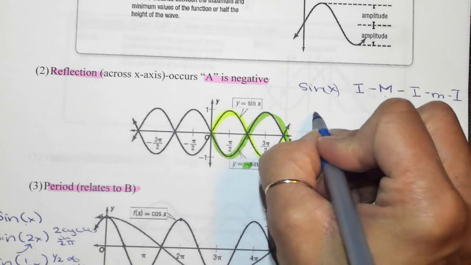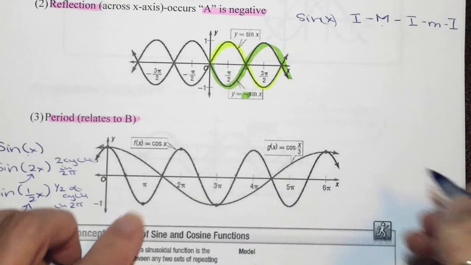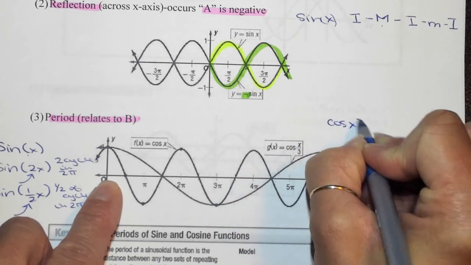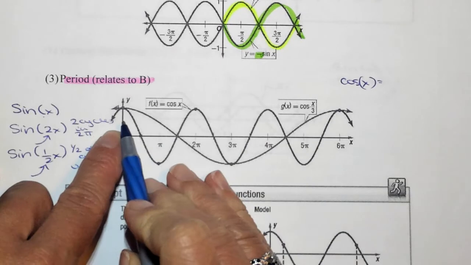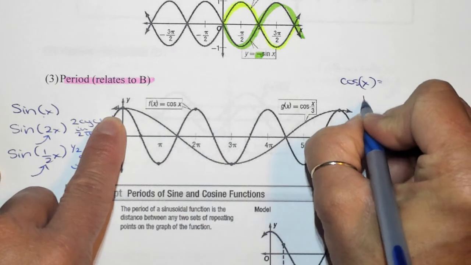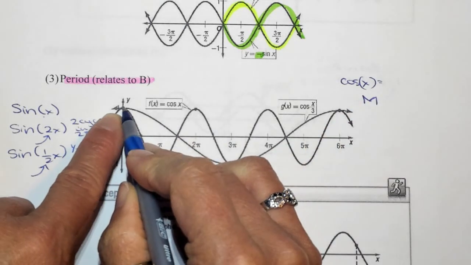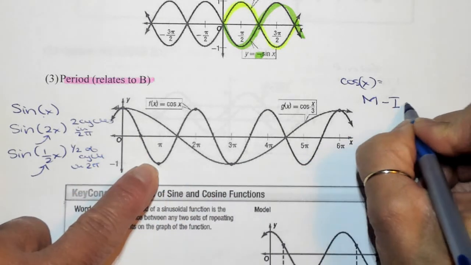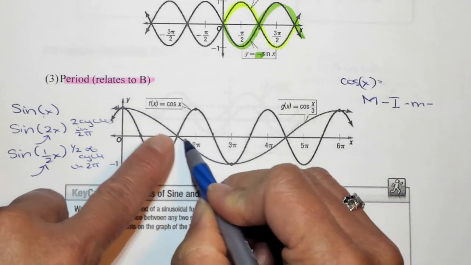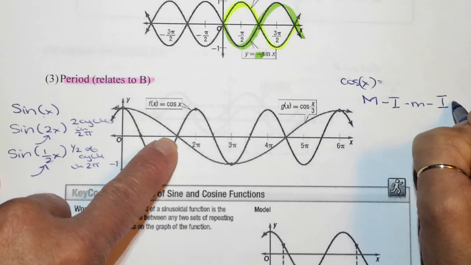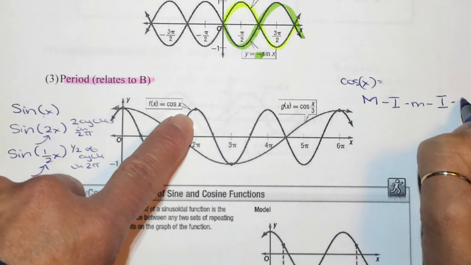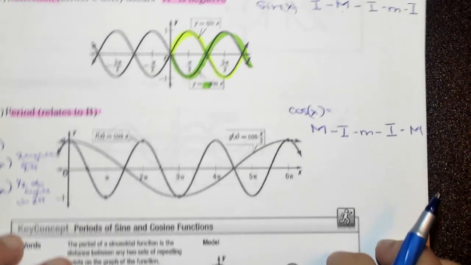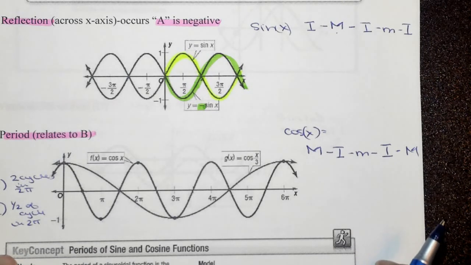So if I use the cosine, which is here, okay, the pattern is not going to start with the intercept. It's actually going to start at the max. See, it's the highest point here. Then it goes to the intercept. Then we go down to our min. Then we go to the intercept. And then we're back up at the max. Now, something I want you to think about is what happens with the reflection over the x-axis.